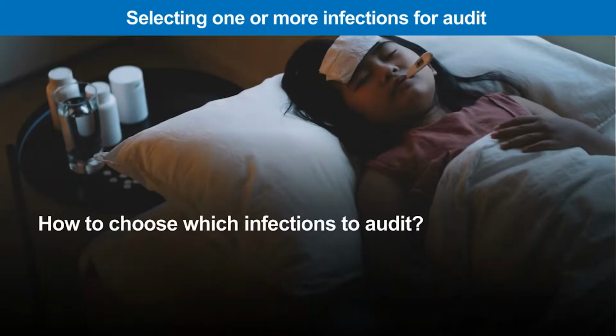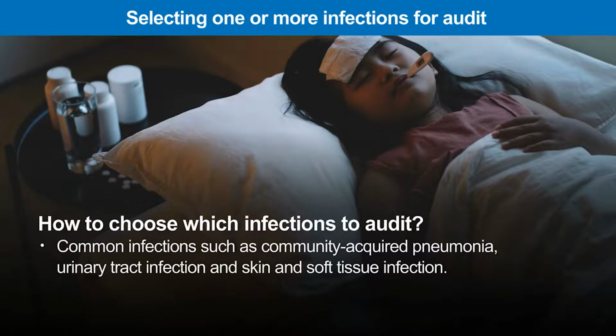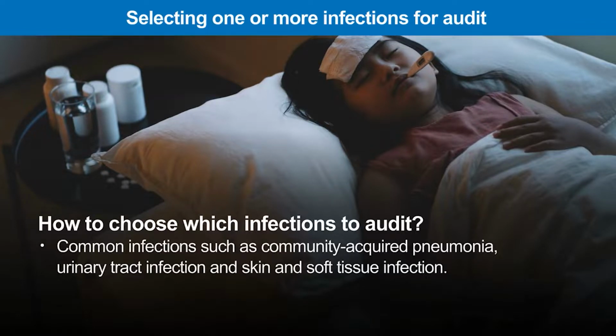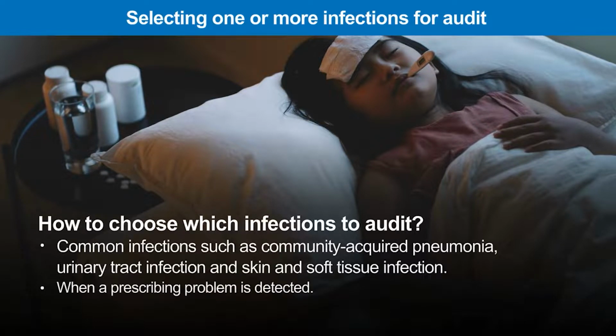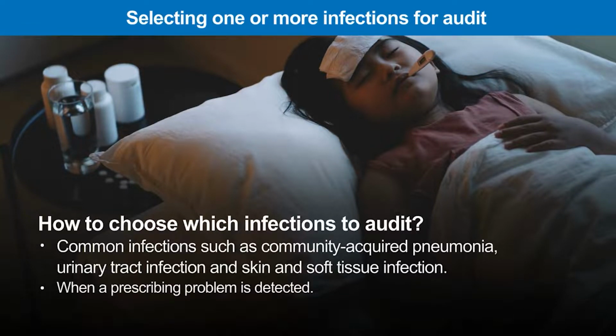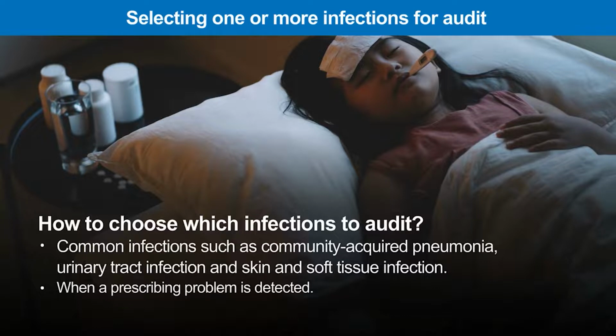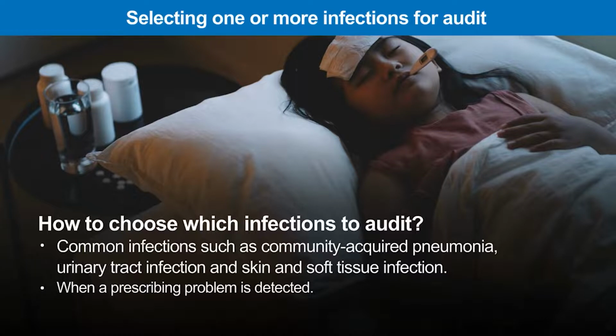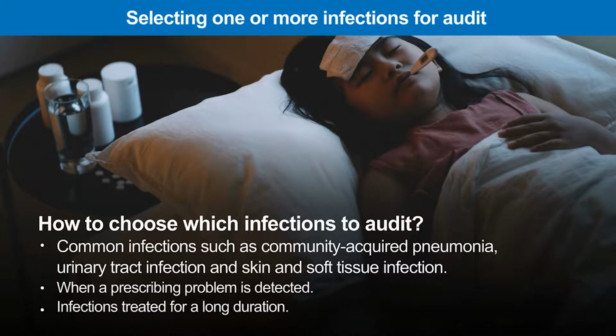How do you choose which infections to audit? Here are some suggestions. Common infections such as community-acquired pneumonia, UTIs, and SSTIs. When a problem is detected, a specific intervention might be designed. For example, an increase in infections after surgery or in urine cultures referred to the microbiology lab, which might indicate that patients with asymptomatic bacteriuria are wrongly being treated for UTIs. Infections treated for a long duration, for example, more than 7 days.